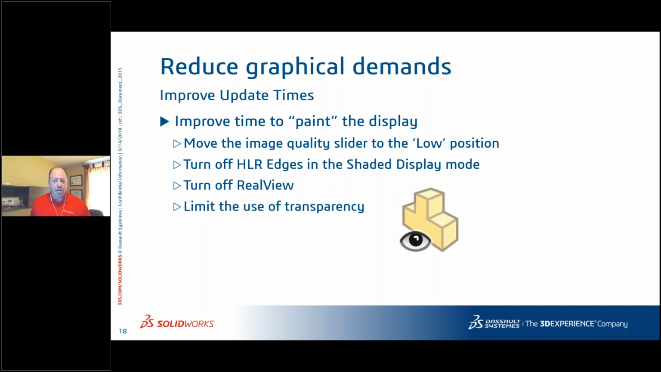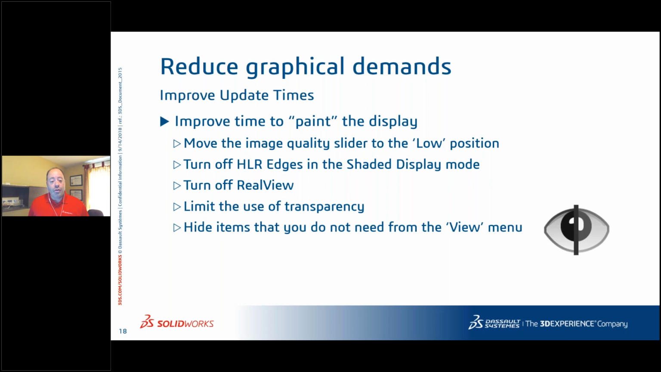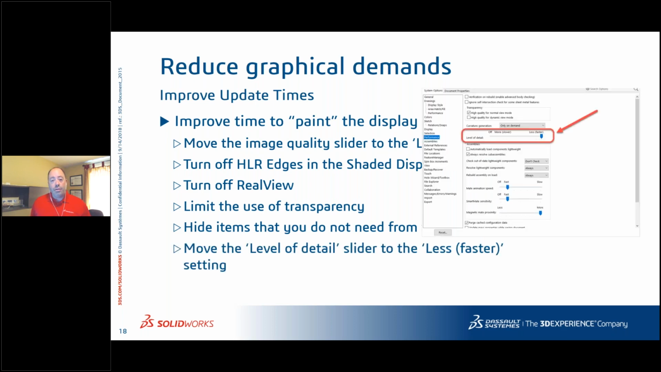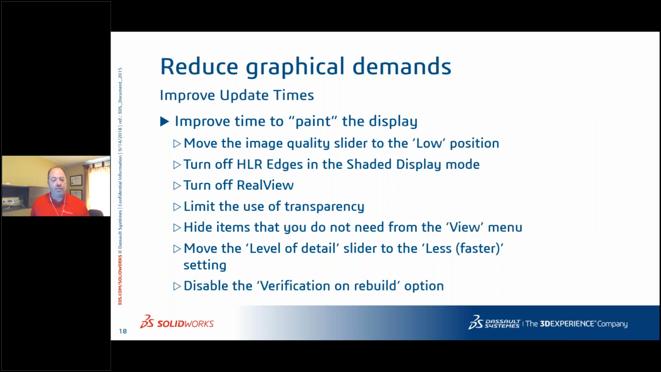That takes a lot of resource to paint. Also, disable or hide everything from the view menu, and I'm talking about reference planes, axes, temporary axes, curves, sketches, annotations, whatnot. So you can hide all of that information, less thing on the screen to paint. Also, the level of detail in the performance settings. So if you want to have something really snappy when you zoom, pan, rotate, you can dial it down to a less setting, which is faster.